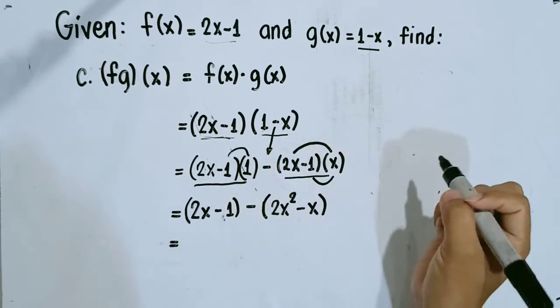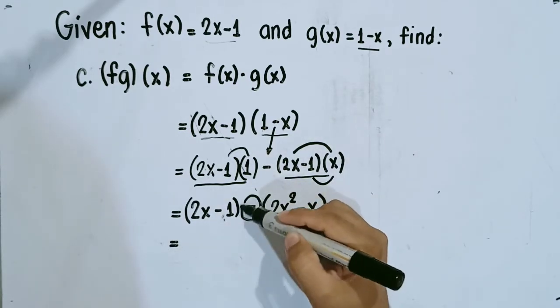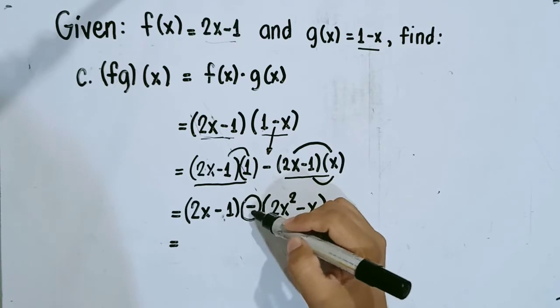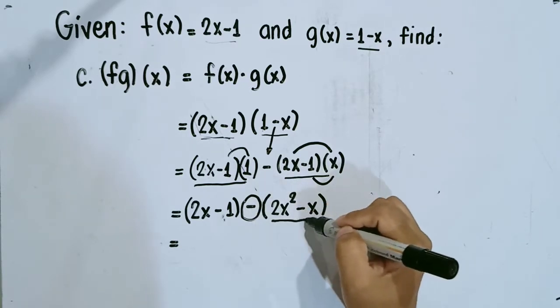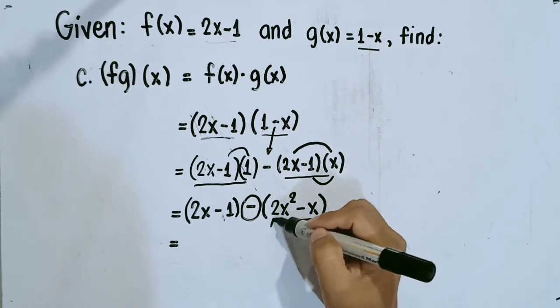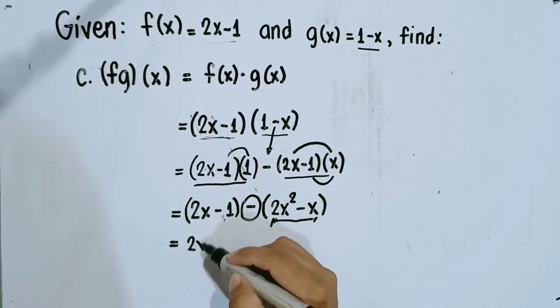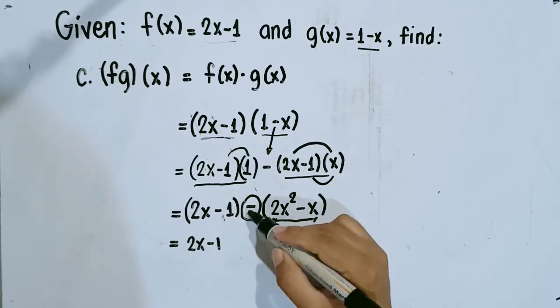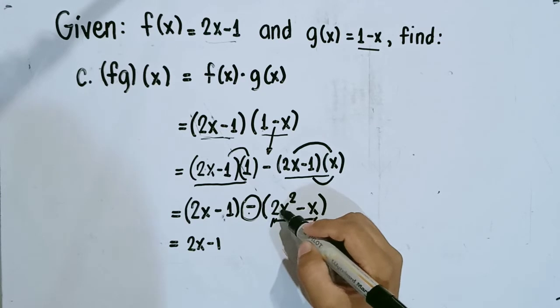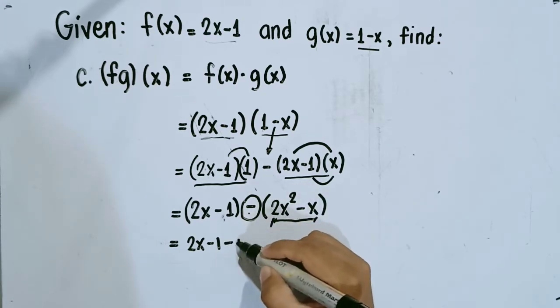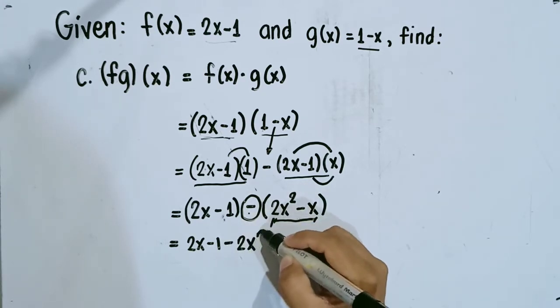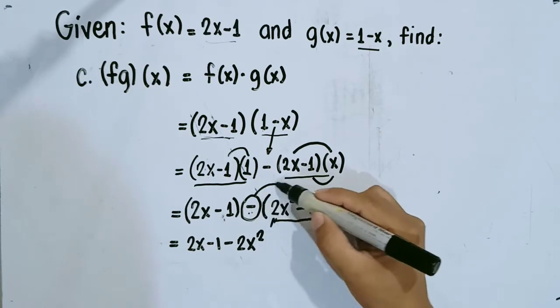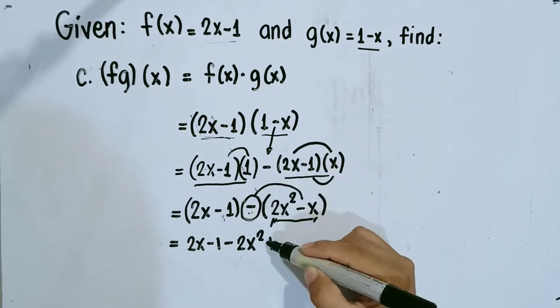Okay, in this step, we have a negative sign at the center. Therefore, we will distribute this sign to all the terms in this quantity, 2x minus 1. So negative times positive 2x squared, we have negative 2x squared. And again, negative times negative x, we have positive x.